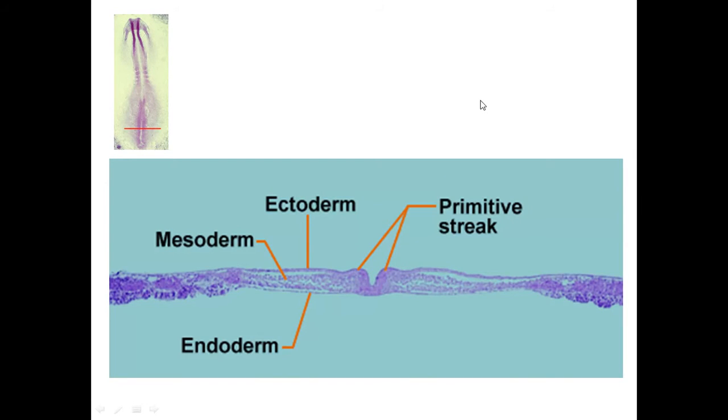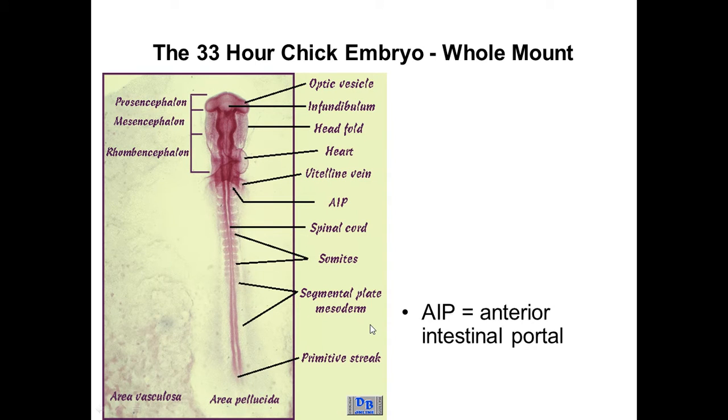Okay, then this section is a cut made along the primitive streak. So you can see it's still forming a groove here, the primitive groove. All right. So we've examined the early stages of our developing embryo.